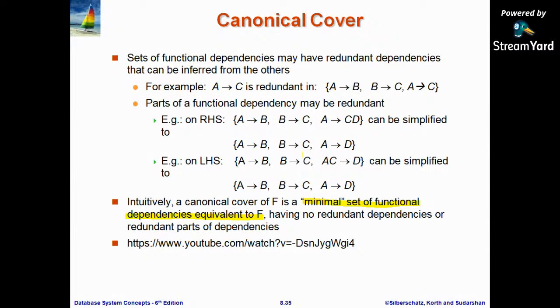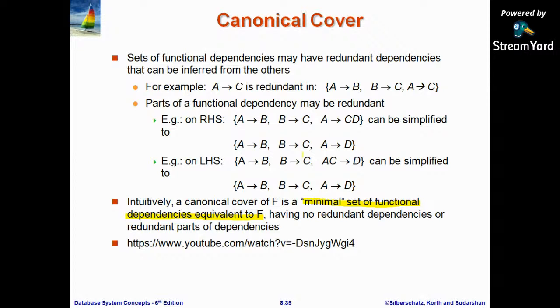Now we will check for the canonical cover. The canonical cover is used in the fourth normal form. The canonical cover questions are asked as well. The canonical cover will tell us the minimal set of functional dependencies. What is the minimal set of functional dependencies?